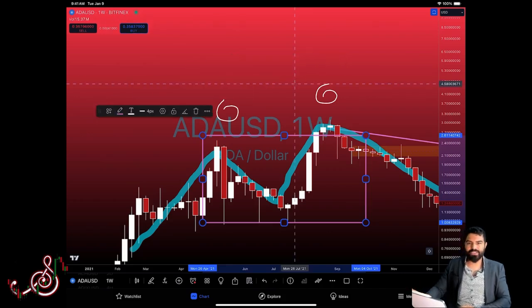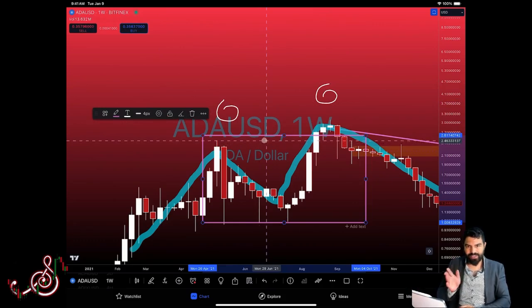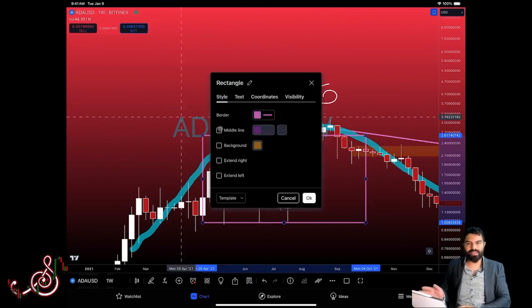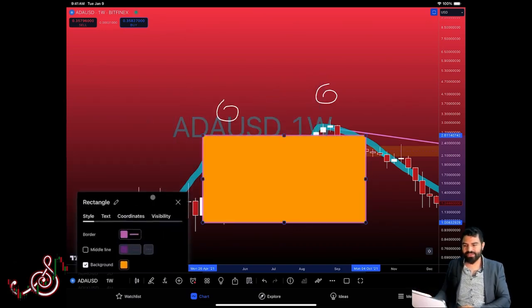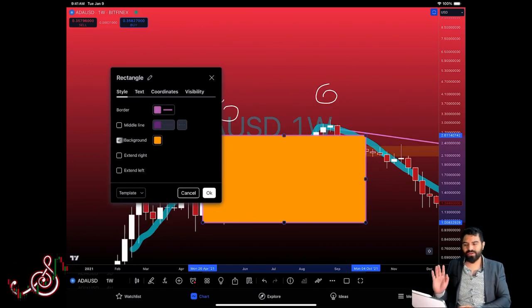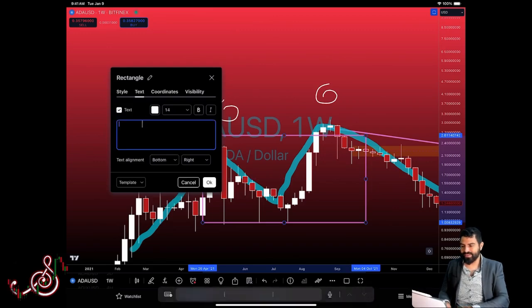Now, if I want to adjust an existing one, I can click on the little toolbar here, or again, just double click the line. But either way, it's going to take you to this menu. So if my background is checked, I can't see the candles. So I want to turn that background off. Okay? I don't need the middle line. But just that. I can type something right in the box.